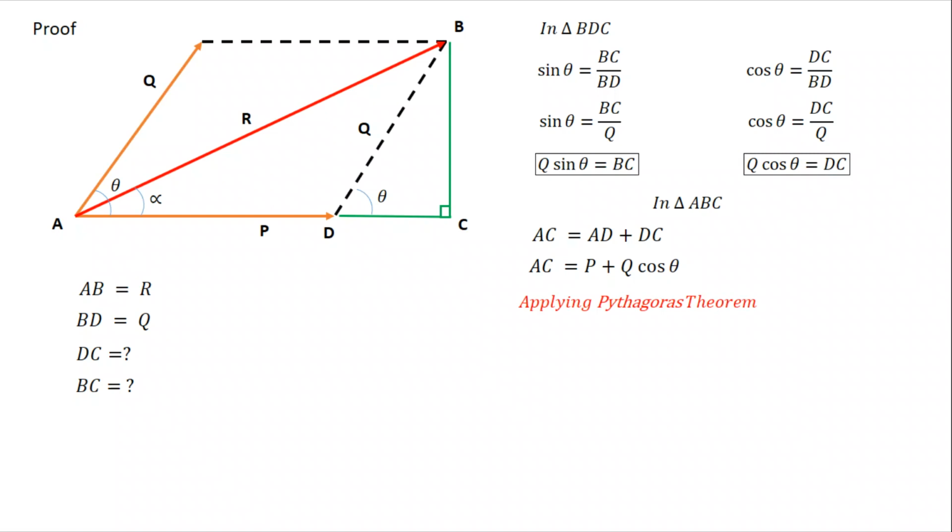BC is known, then applying the Pythagoras theorem. Pythagoras theorem is what? Hypotenuse square is equal to the sum of the two adjacent sides squared. So AB square is equal to AC square plus BC square. AB is represented by R. R is nothing but the resultant of this parallelogram.